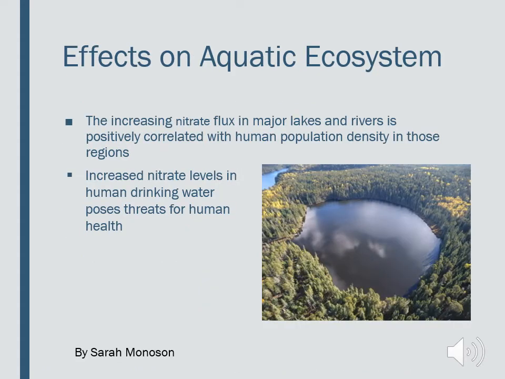The increase of nitrate in bodies of water is positively correlated with human population densities. The nitrate increase is due to fertilization inputs, and more significantly, atmospheric deposition of oxidized nitrogen.